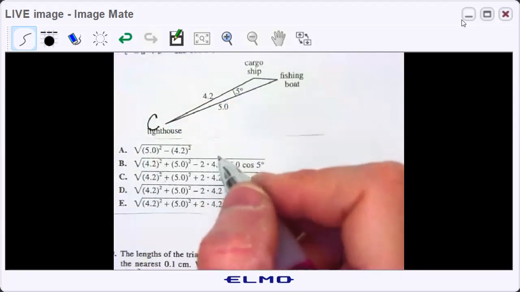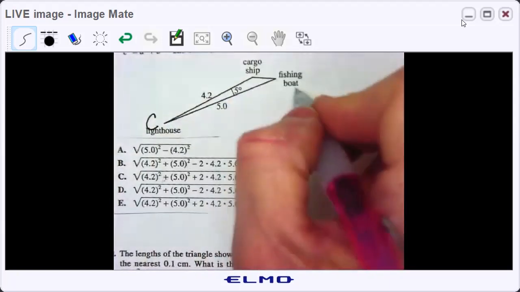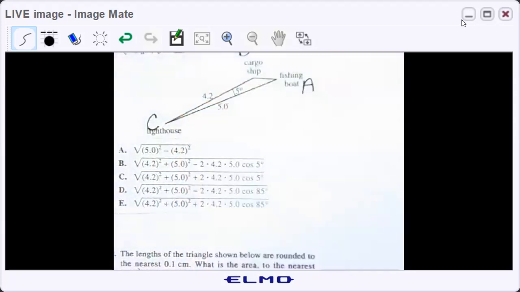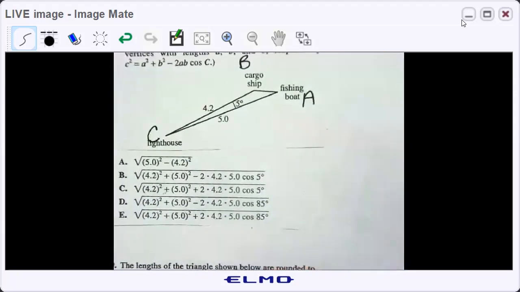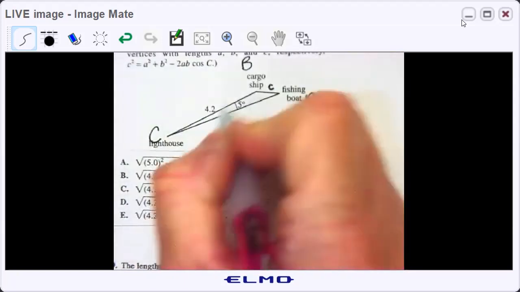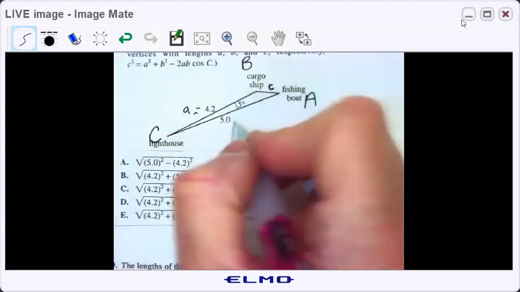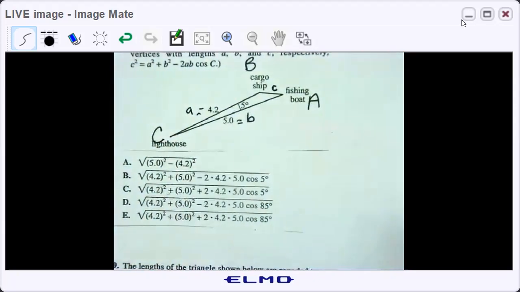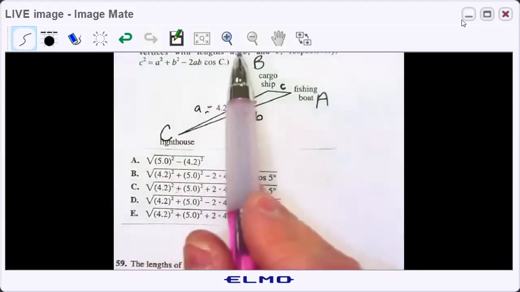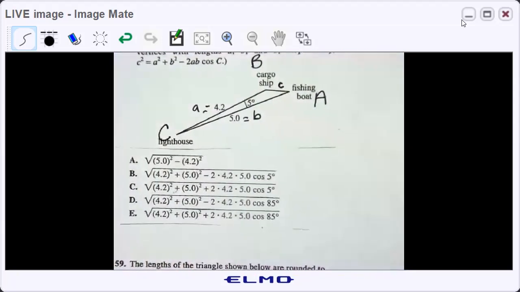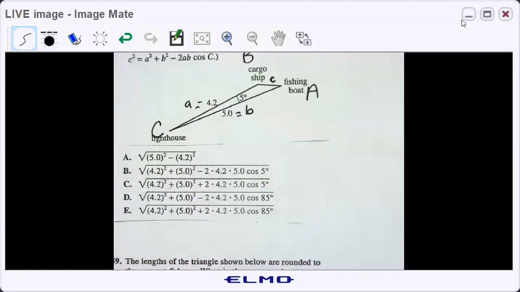And then again, A and B are not as relevant, but I'm going to call the fishing boat angle A and where the cargo ship is angle B. And what that's going to do is now I have to call this side little c. Across from capital A is little a, and across from capital B is little b. So the formula, again, is listed for you right here. See if you can put in the information and come up with the right answer if you'll pause the video now.